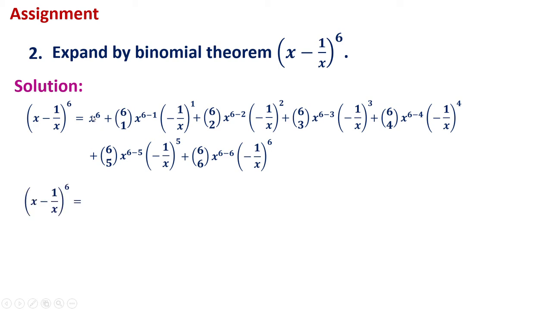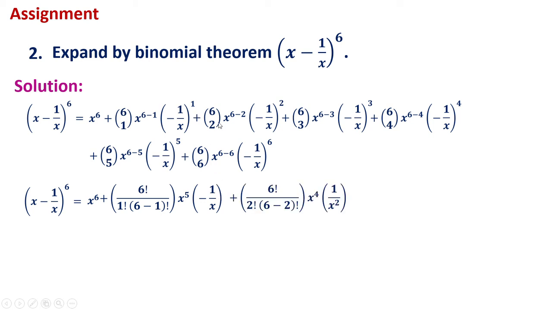So, we have x to the 6 plus, in combination natin, 6 factorial over 1 factorial multiplied by 6 minus 1 factorial. So, we have x to the fifth, 6 minus 1 kasi, di ba? And then, quantity of x, 1 over x raised to 1 is negative 1 over x. And this one, 6 factorial over 2 factorial, 6 minus 2 factorial. So, we have 6 minus 2 is 4. And then, 1 over x squared, magiging positive yan, di ba?